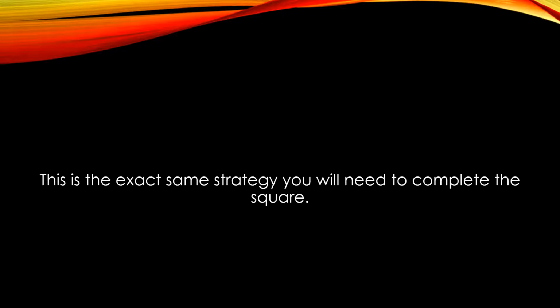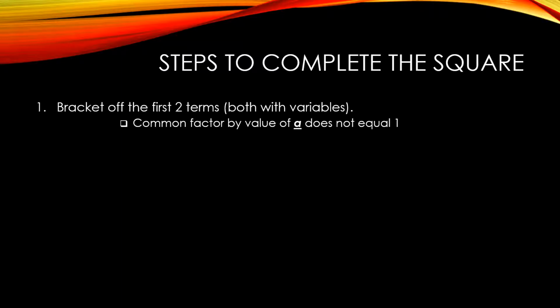Now you'll need to keep this reminder really close at hand because we will use the exact same strategy when we're completing the square. Here are the steps to completing the square. Step number 1, bracket off the first two terms. Both of those terms should have variables. You're going to common factor by the value of a only if a does not equal 1. And also, we never common factor our variables.